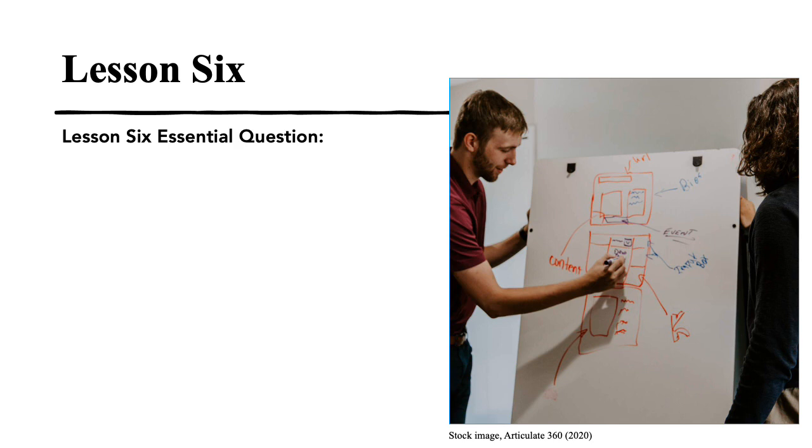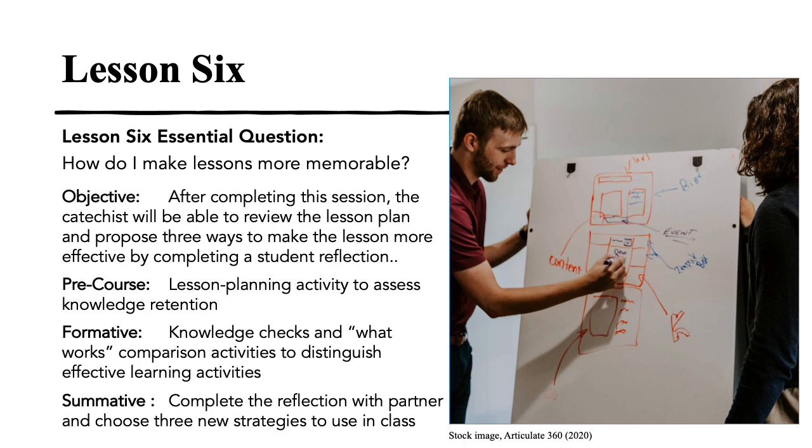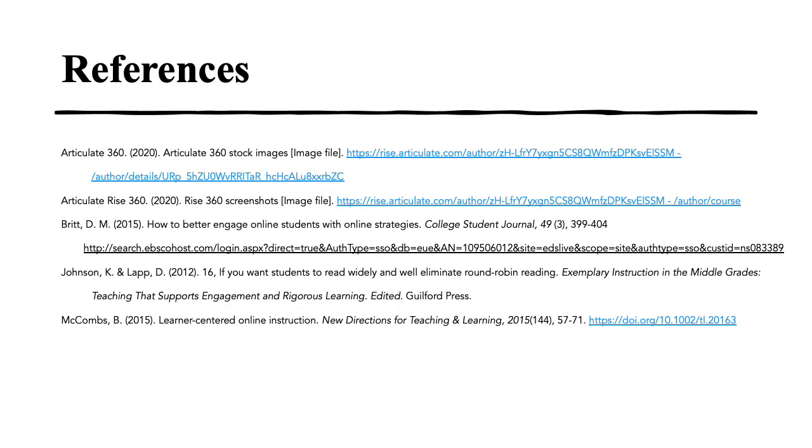Now that we've created our lesson plan, is there anything we can do to improve them? That's the idea behind Lesson 6, how do I make lessons more memorable? After completing this session, the catechist will be able to review the lesson plan they've created and propose 3 ways to improve it. Working with a partner, they will complete a reflection and choose 3 new strategies to use in a class. Thank you for your attention.